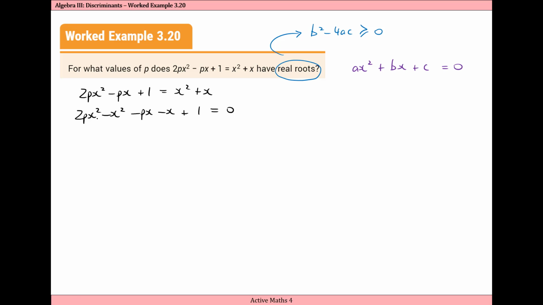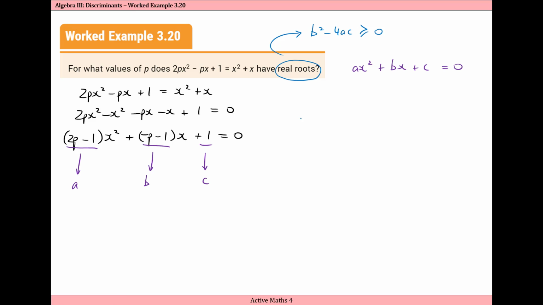I'm going to factorize the x squared from the first two terms to give me x squared on 2p minus 1. I'm going to factorize a plus x from the next two terms to give me minus p minus 1, and then I have my plus 1 equals 0. So we now have the quadratic equation in the correct form. So the coefficient of x squared is going to be the a, the coefficient of x is going to be the b, and the term independent of x, that's going to be c.